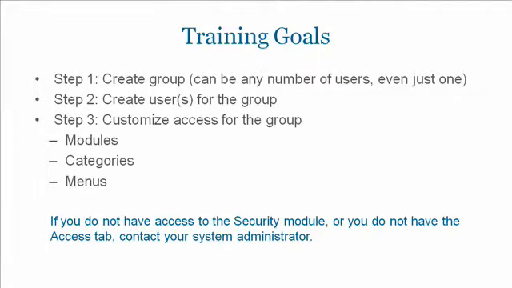In this training, we'll add a new group with a new user and customize access to specific modules, categories, and menus on the blue interface. By the end of the training, you'll know how to add new users to work in the blue interface. Now, when we talk about users, we're talking about individuals who have a user ID and password to log in to their blue interface. Access is how you set up restrictions to parts of the interface, and groups is how you identify which users or groups of users have which access.